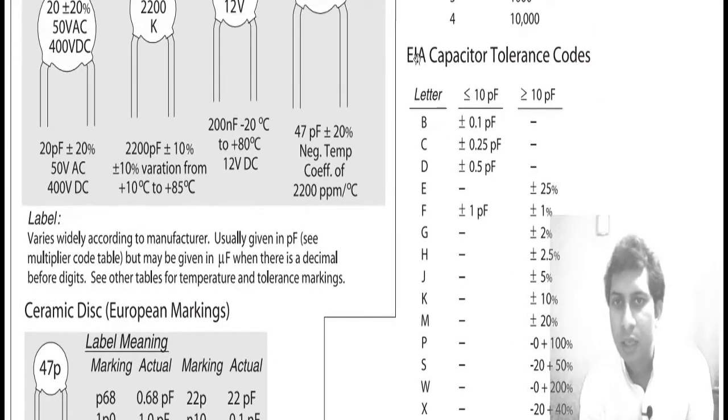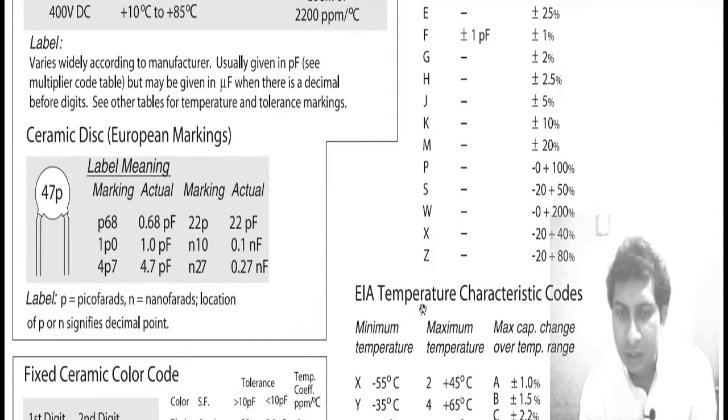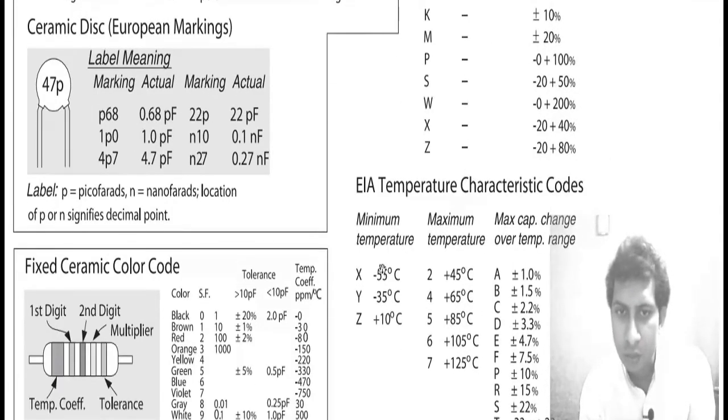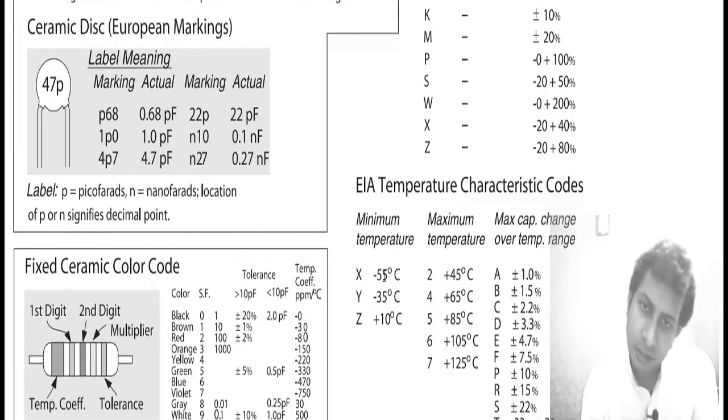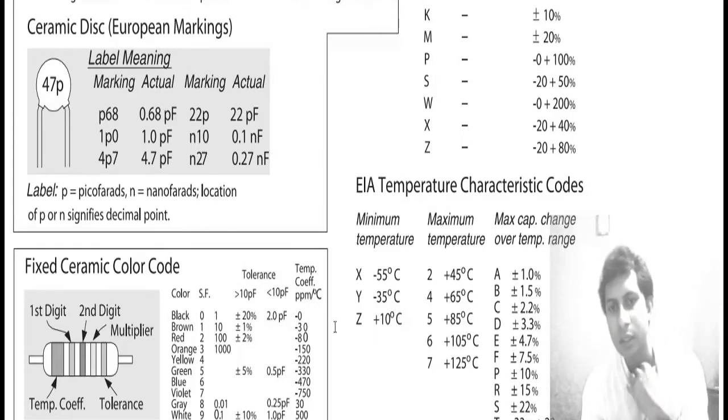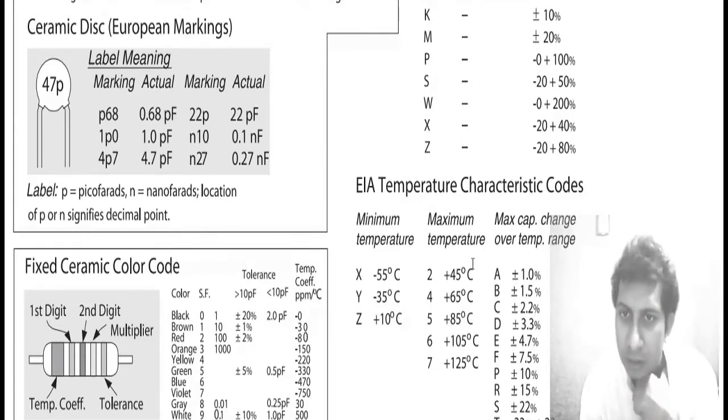On the screen, the EIA capacitance tolerance code is given. These are the letters B, C, D, E, F, G, H, J, K, L, M and P, S, W, Z, X. Right? These are for the tolerance code, and EIA standards for temperature characteristic codes we can write like this. Z is decoded as minus 55 degree, Y is minus 35 degree, Z is plus 10 degree, and the maximum temperature, and again these codes are written for the tolerance, temperature coefficient or temperature range.